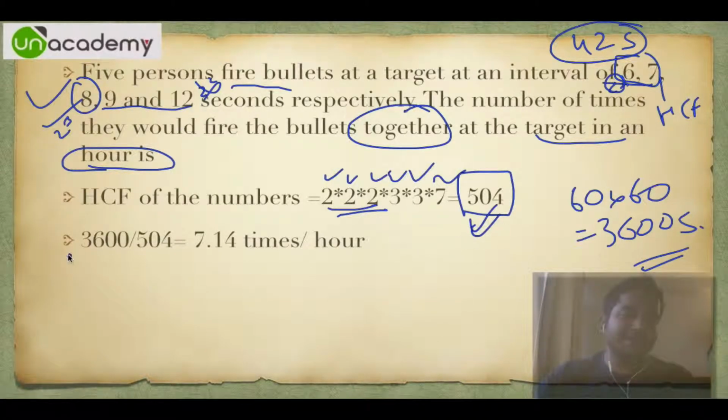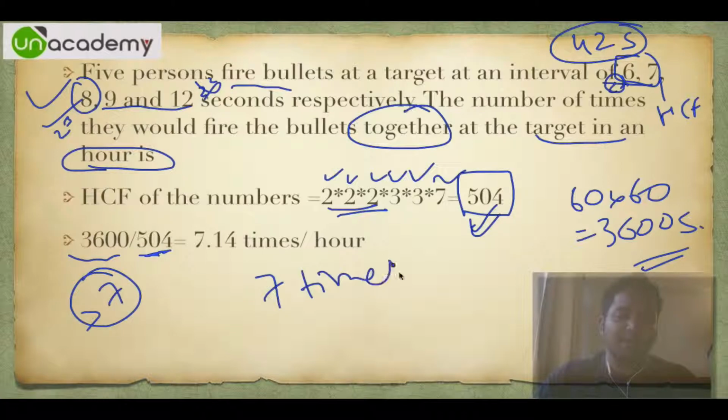So you just divide 3600 by 504. The answer will be something more than 7. So they will be striking 7 times per hour. You can't say 8 times because the answer is less than 8 and more than 7. So the answer is 7. It just took me 30-40 seconds maximum. It will not take you more than a minute to solve this with this approach.